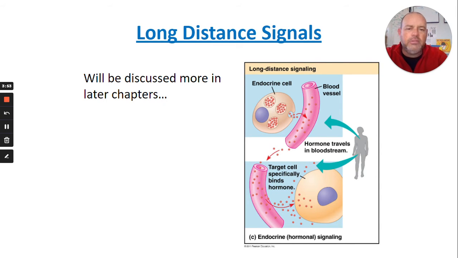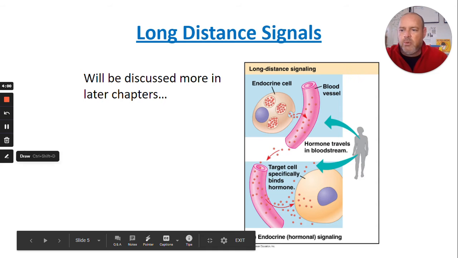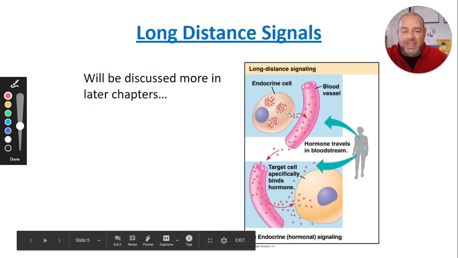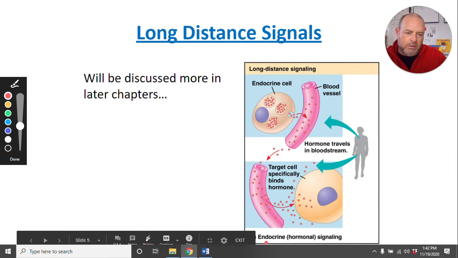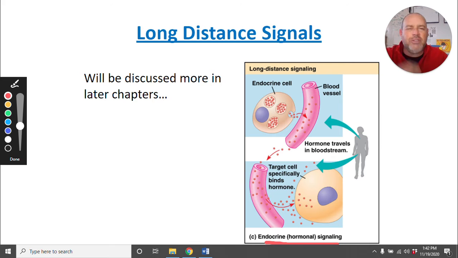Long distance signals, we'll discuss a little bit more in detail down the road. And actually, we don't have to anymore. That's more endocrine system stuff, which they actually pulled the endocrine system out. But we still may mention it down the road in the spring when we get there. So endocrine down here, hormones, and they travel long distances. So really what that means is that you're going to use the bloodstream to move things all around the body long distances, versus just the cells right around you, okay?